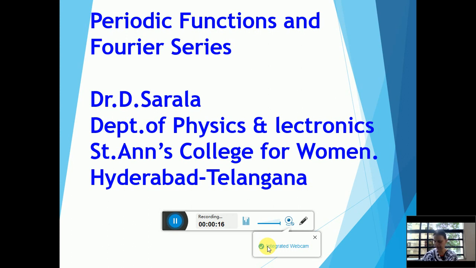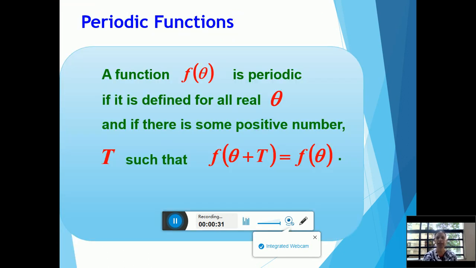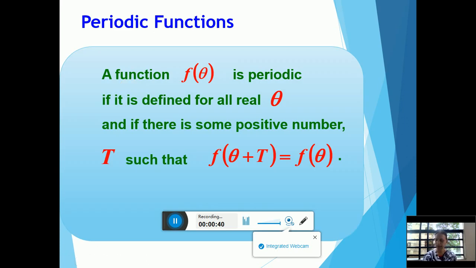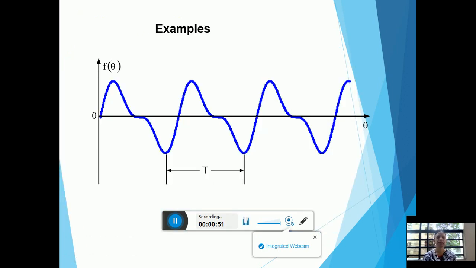Let us start with the next topic, that is periodic functions and Fourier series. So before we begin, let us define what a periodic function is. A function is periodic if it is defined for all values of theta, and if there is some positive number T such that f of theta plus T is equal to f of theta, then we say it is a periodic function. Examples are these. As you can see, this is the time period, and this time period is getting repeated.